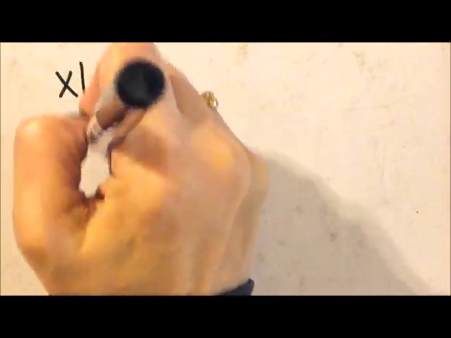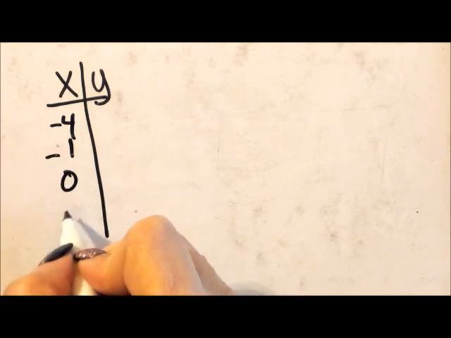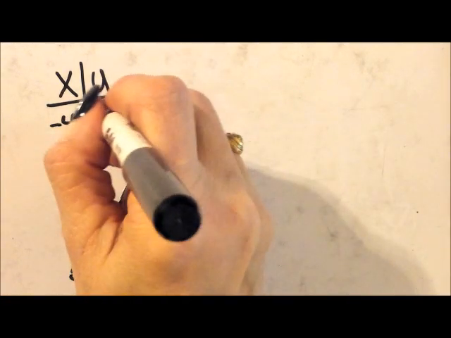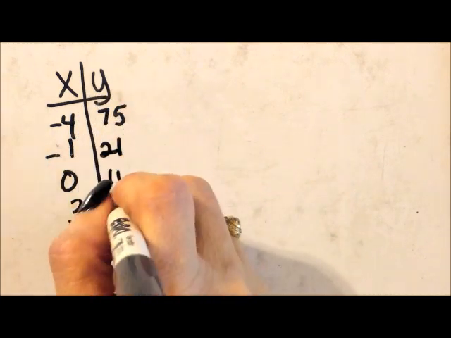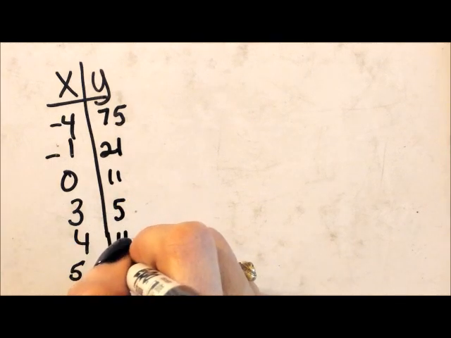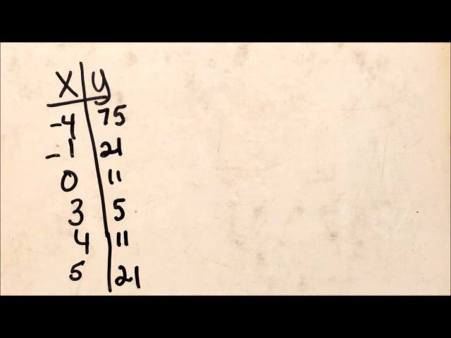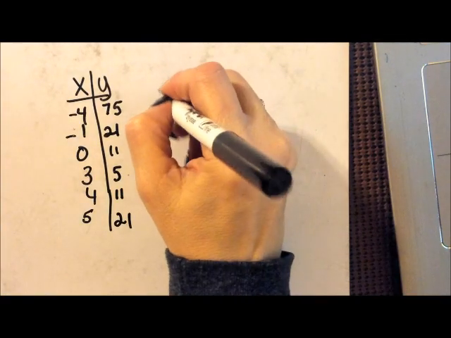Okay, erase your board. Let's do another one. Let's take x, y, and I'm going to make a t-bar on this. We're going to do -4, -1, 0, 3, 4, and 5. Then I'm going to have 75, 21, 11, 5, 11, 21. Okay, here's the question. Let me move all this out of the way. I want to know what's the vertex.